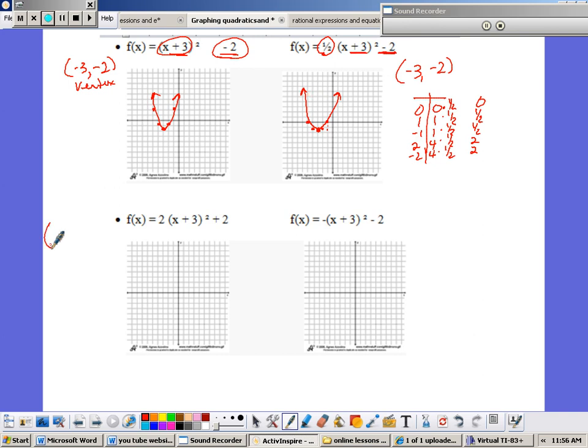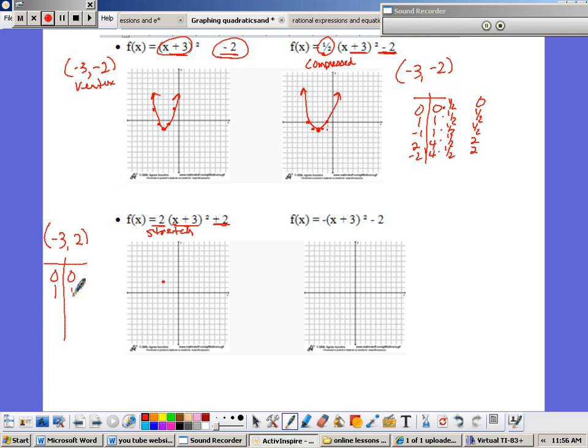The vertex on the next one will be negative 3, positive 2, because it was moved left 3 and up 2. So negative 3, positive 2. Notice I have a stretch factor. How do I know stretch and compressed? Well, if it's between 0 and 1, it's compressed. If it's over 1, it's stretched. Okay? If it is plain 1, it isn't any of the above, it's the normal.